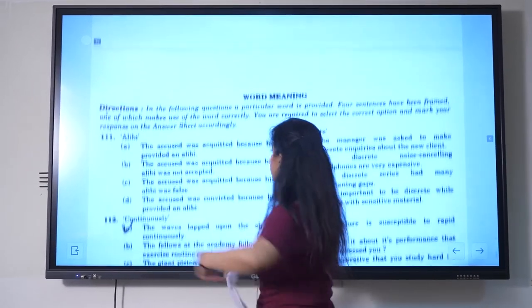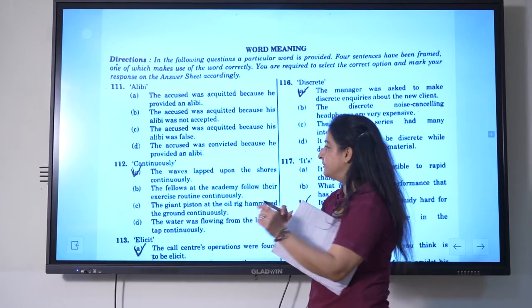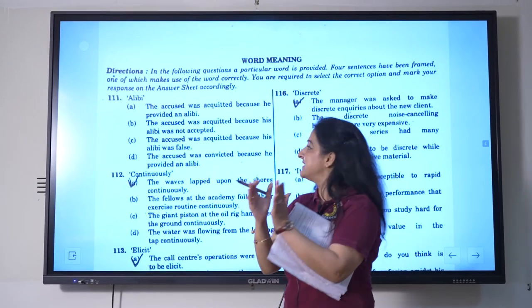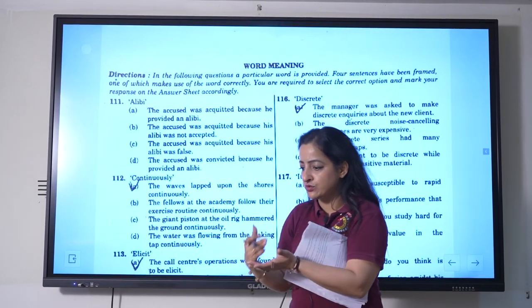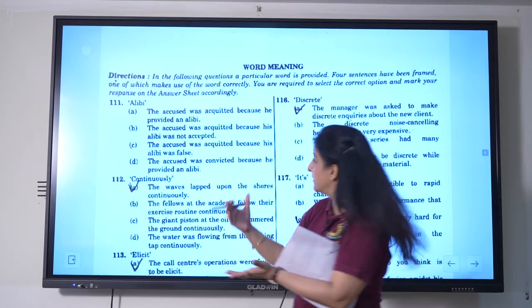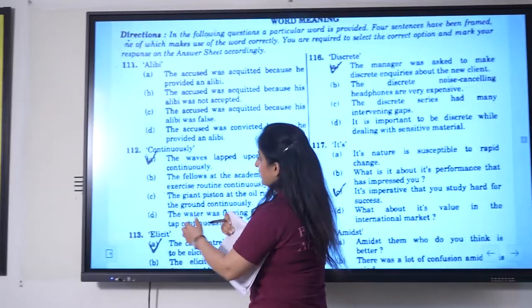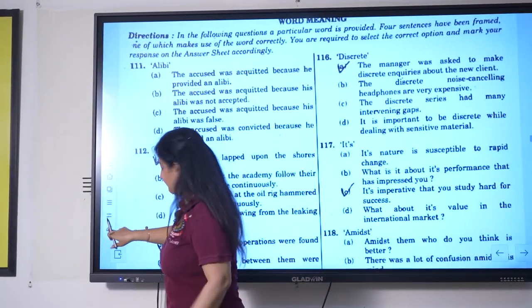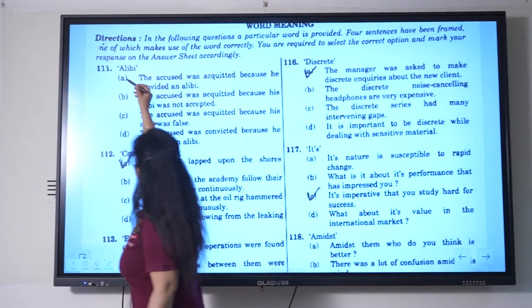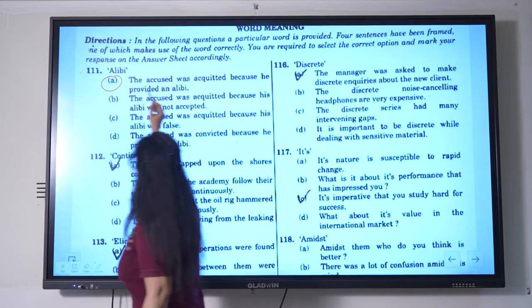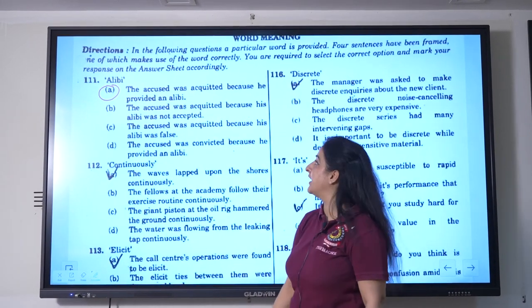Alright, last one. Word meanings, as you can see, these words have been used in some sentences and we just have to choose the appropriate usage. Okay, question 111. The word is alibi. It has been appropriately used in alpha. The accused was acquitted because he provided an alibi.